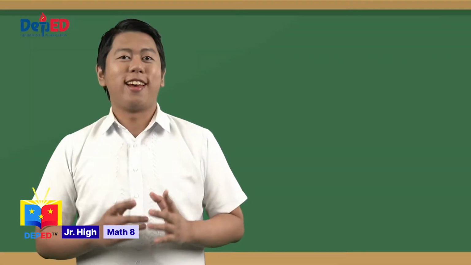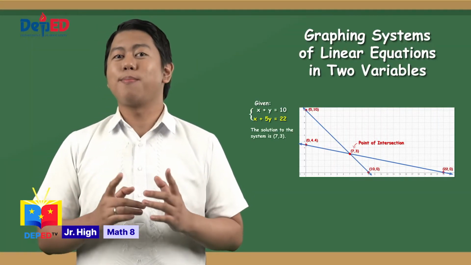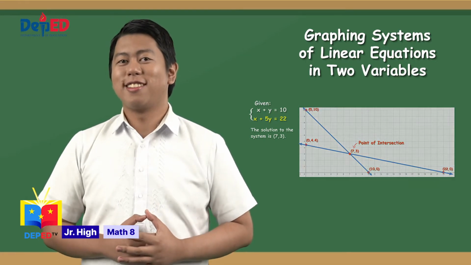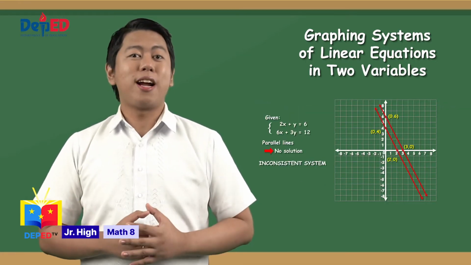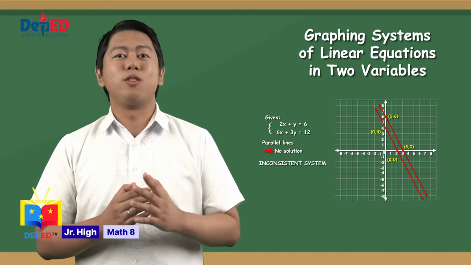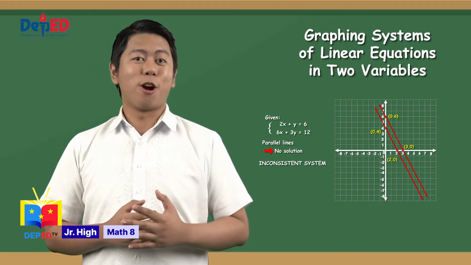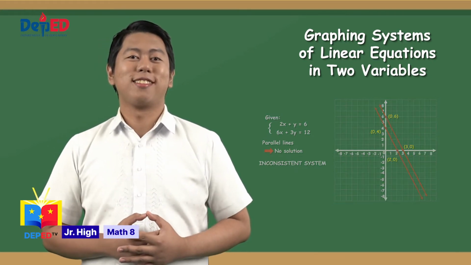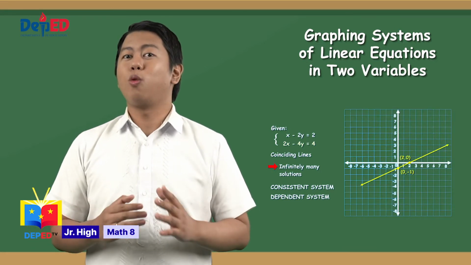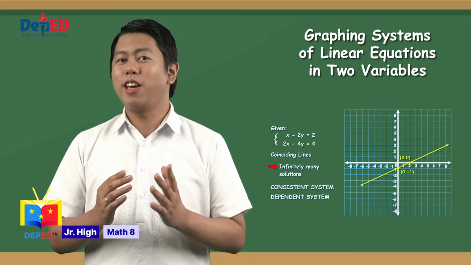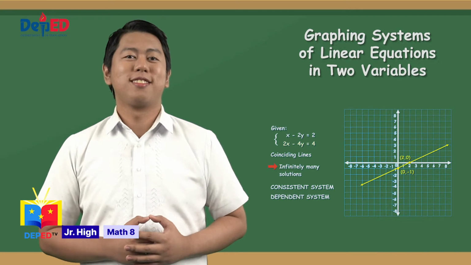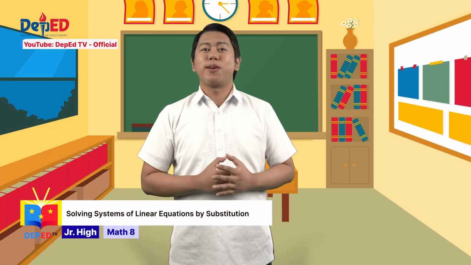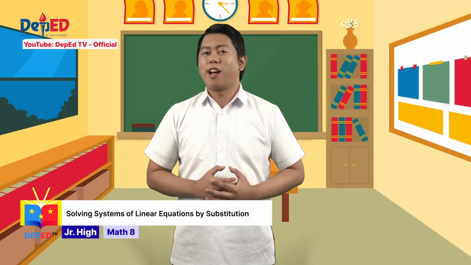Last time, we learned that we can solve a system of linear equations by graphing. And the solution to a system is the point where the lines intersect. But when the lines are parallel, the system has no solution, since there are no points of intersection. While a system with coinciding lines have infinitely many solutions. Solving a system by graphing takes a lot of time.